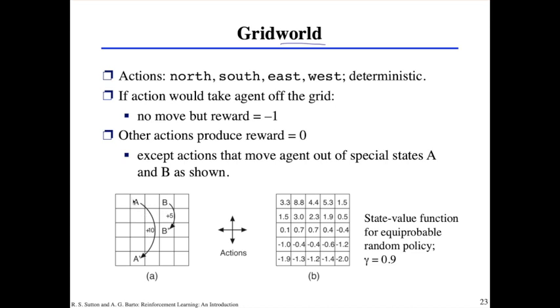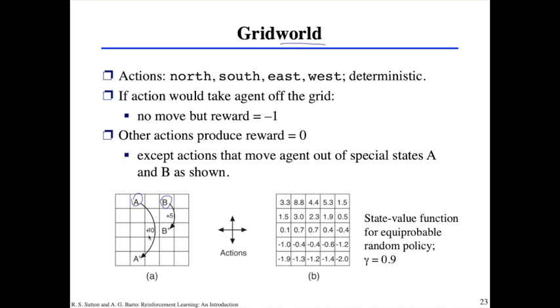If you get to A, you automatically get moved. This is just a particular definition of this game. If you're at B, you get automatically moved instantaneously to B prime, and you get 5 points, 5 reward units. And if you get to A, you get moved here, and you get 10. So that's one part of the reward function.